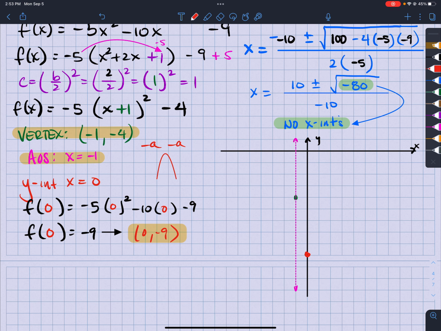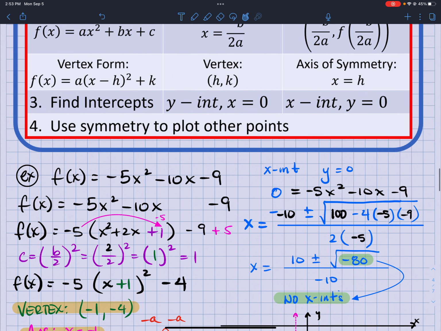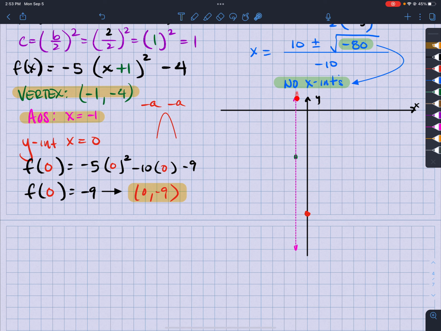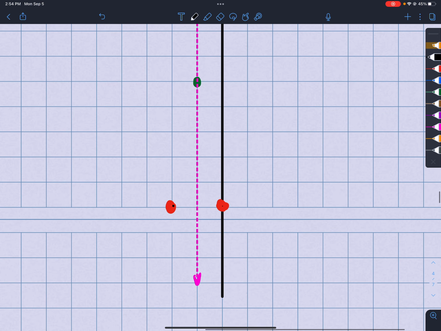So if I use, like the last step says, use symmetry to plot. So here is the axis of symmetry. That means if 1 over, I have another point right here. So that means I should have a second point right here. So that means my curve should look something like this. There we go.